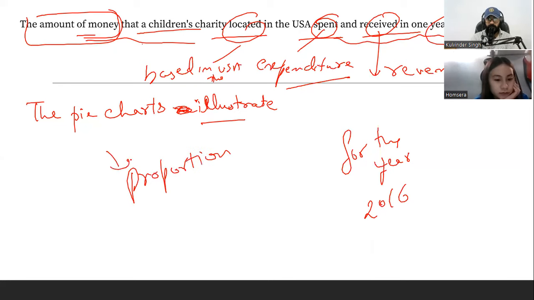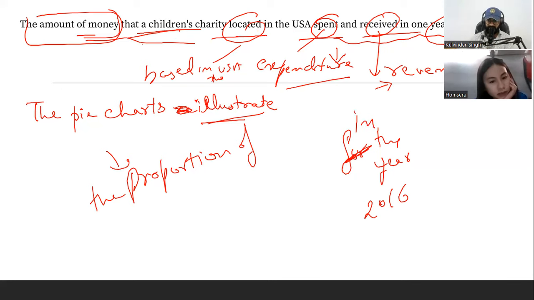This is basically a synonym for the percentage that we mentioned, right? So the pie chart illustrates the proportion of revenue generated and the expenditure done by a children's charity based in the USA. Since we have written based in the USA, we will write in the year 2016. Does it make sense?